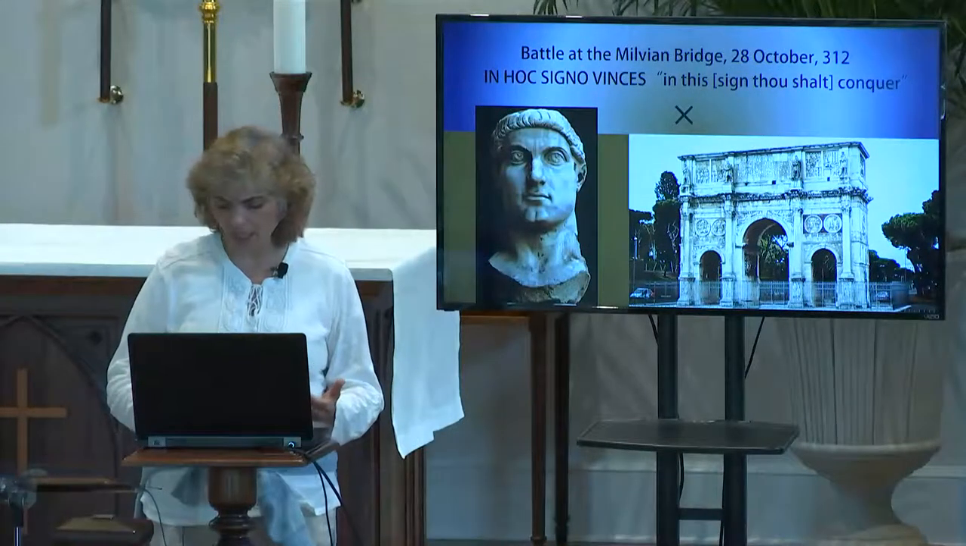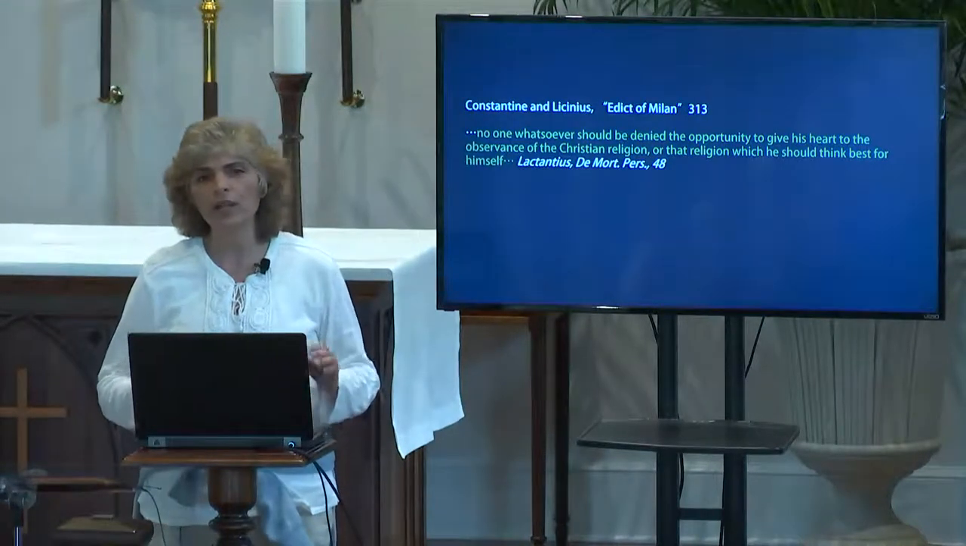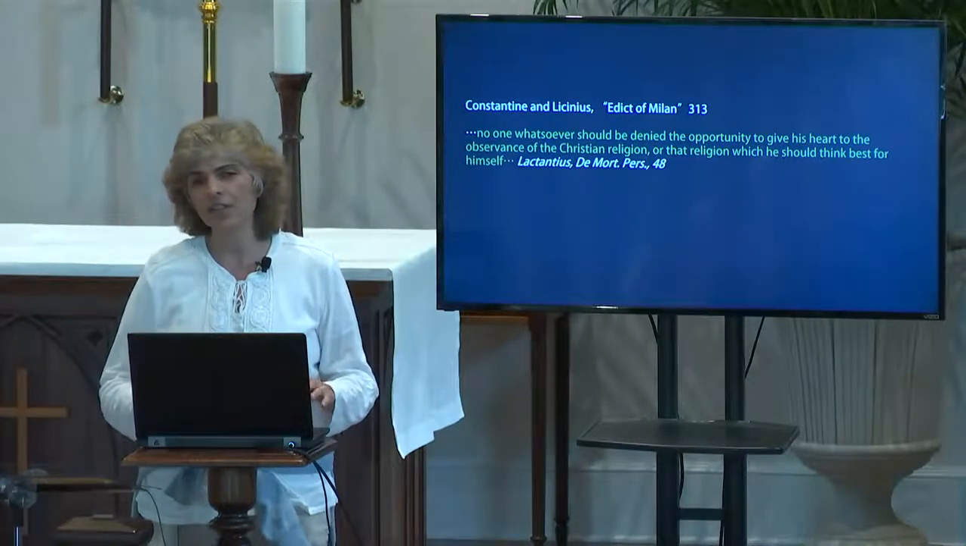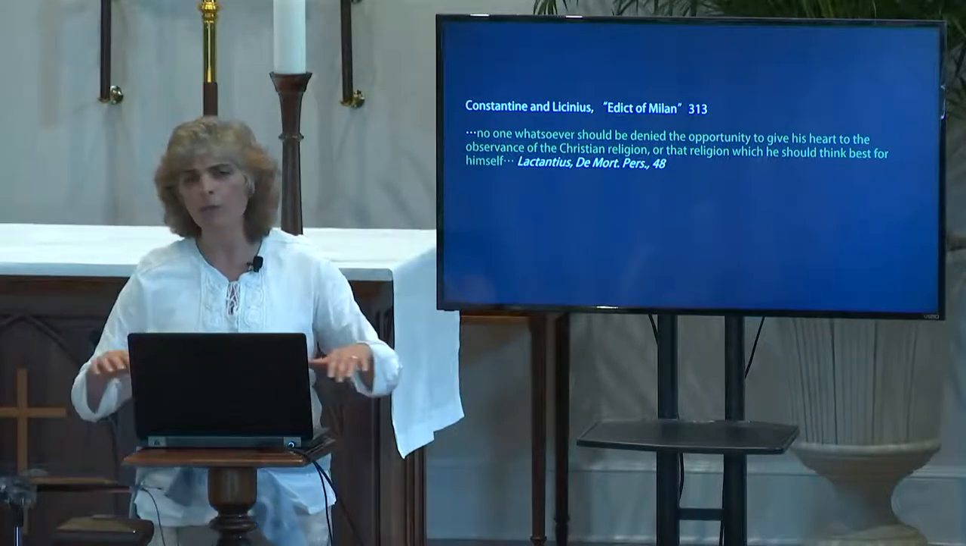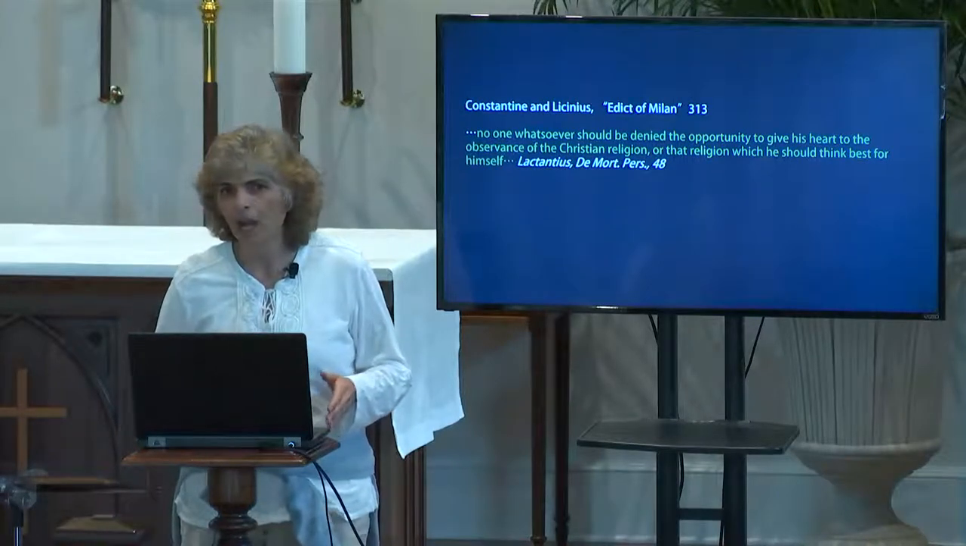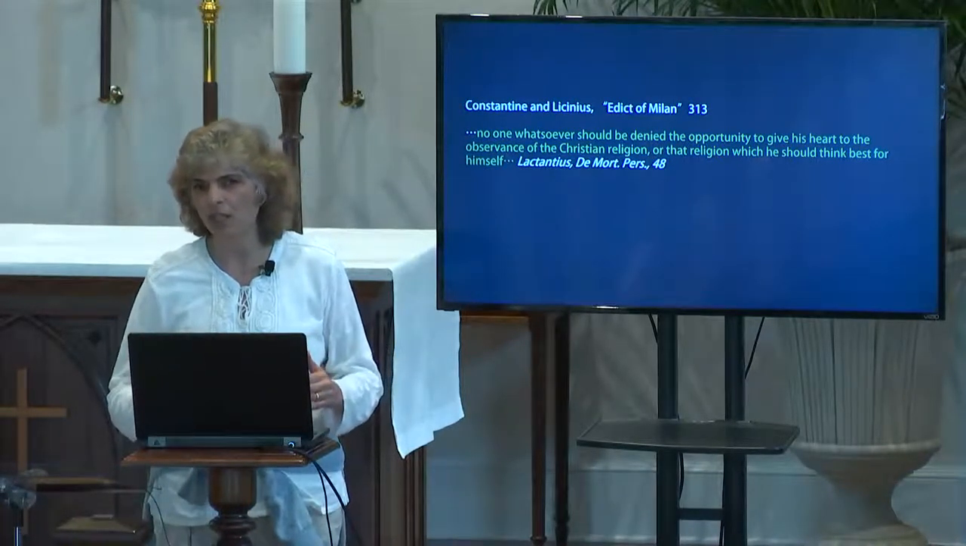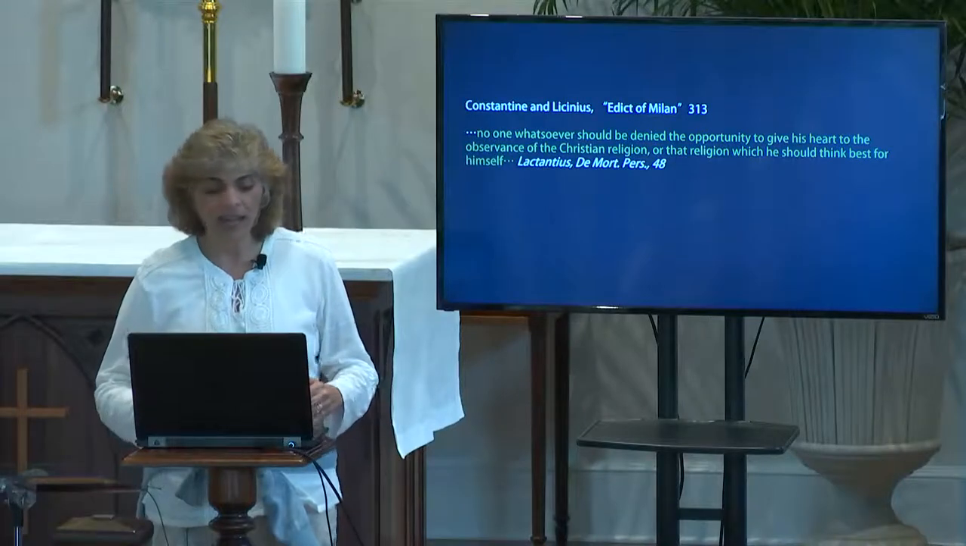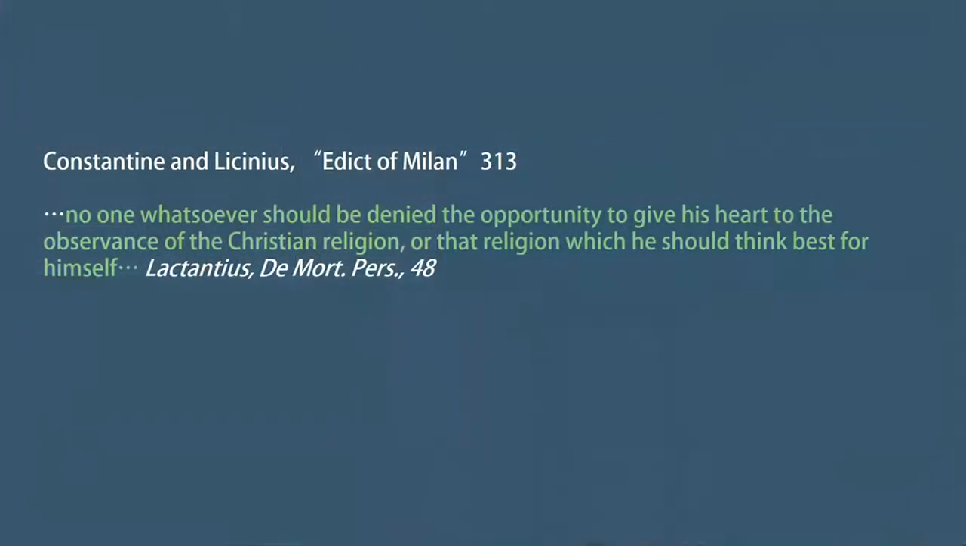So what's happening here is Constantine is going to embrace the Christ. He's still going to worship all the Roman gods, but he's going to give a special place to Christ, almost as though he's going to supersede all the other Roman deities. Here's the passage from the Edict of Milan that was proclaimed by Constantine and Licinius. Licinius is over in the eastern part of the Roman world, and eventually Constantine will eliminate Licinius and, as I said, emerge as the sole emperor. But this passage is very important.